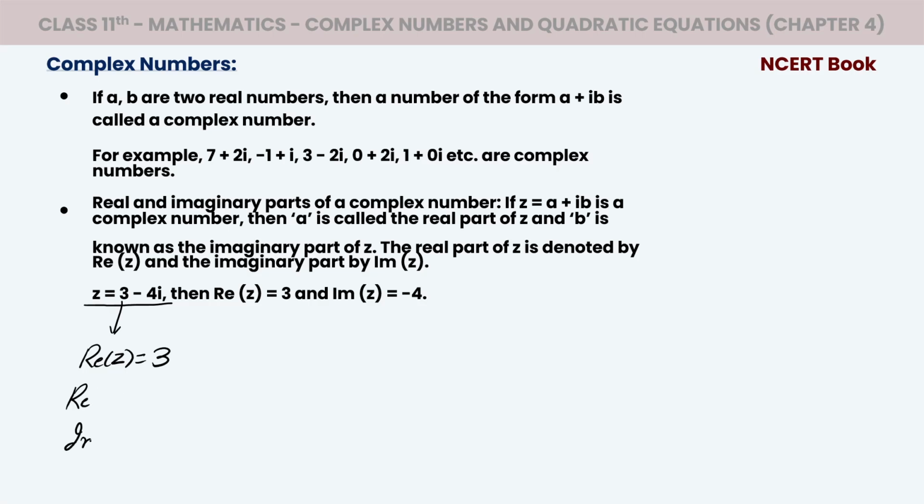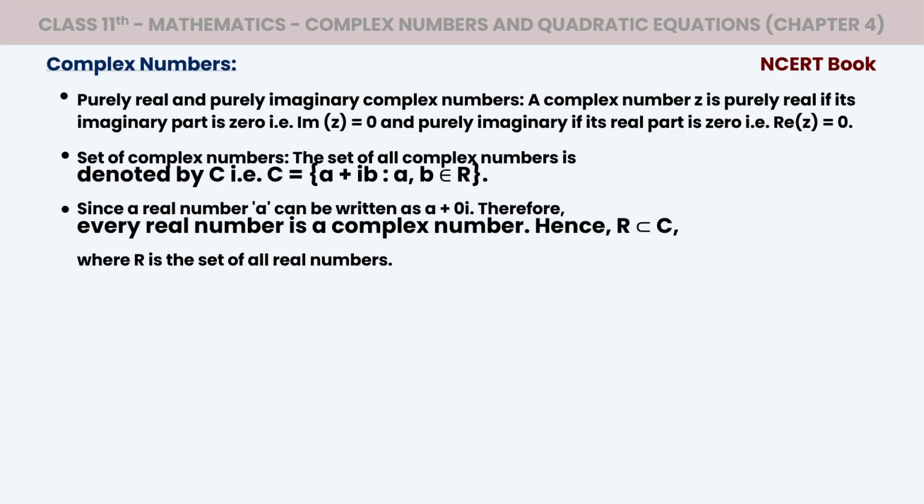So the imaginary part Im of Z is equal to, can you see what number is visible with iota? Minus 4. So the value will be equal to minus 4. So how to find out the real part and imaginary part from a complex number? By simply checking that the part without iota becomes our real part, and the part written with iota becomes our imaginary part, right?